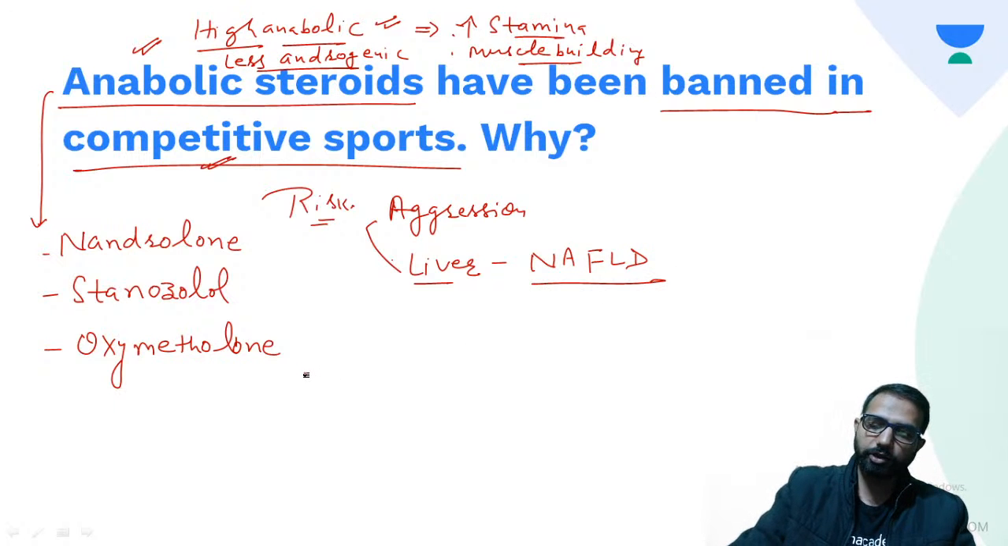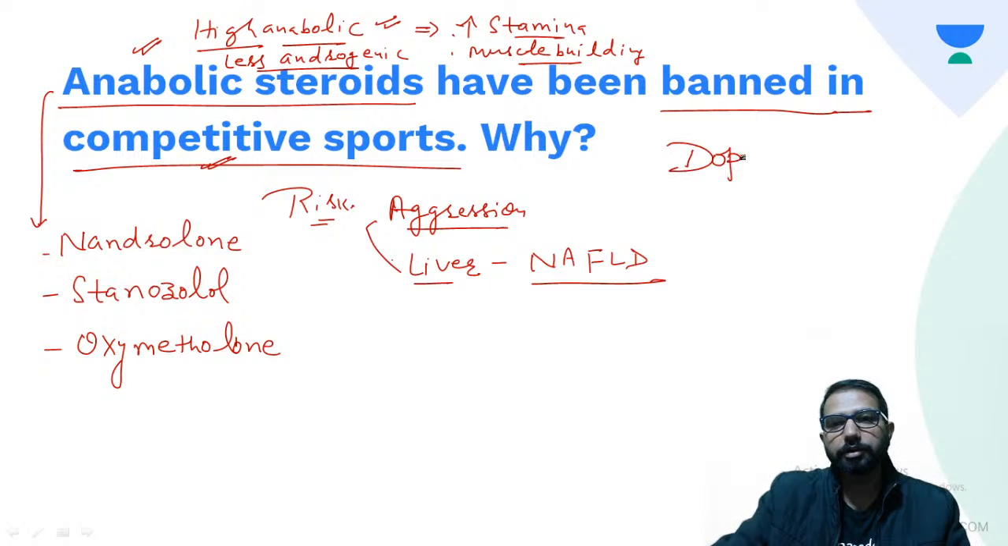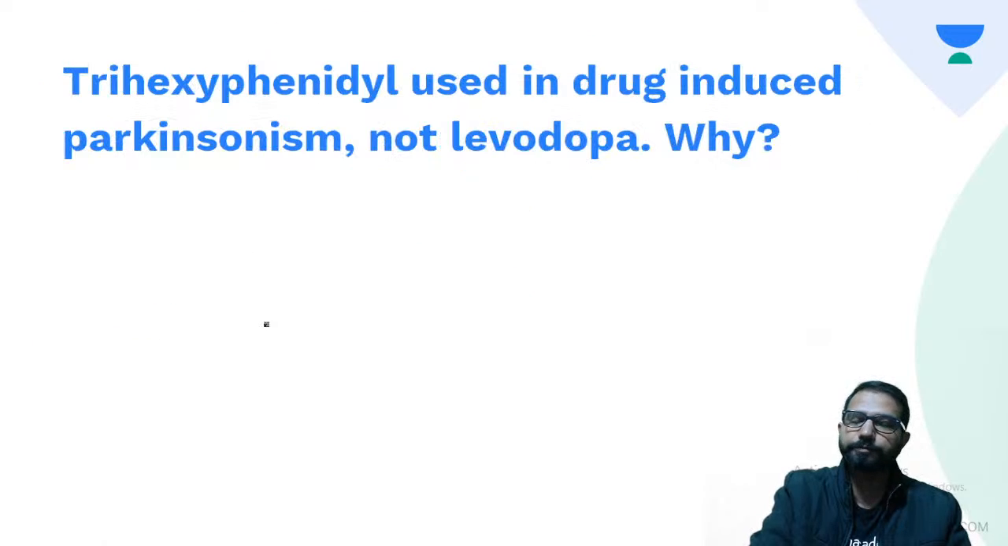Non-alcoholic fatty liver disease. Right? So mostly what happens, these sportsmen are misusing these drugs. They take more than the recommended dose of these drugs. So that is why they are included in the dope test. They are harmful if not used in the recommended dose. So many athletes have been debarred because of using these anabolic steroids, especially in a country like Russia. This is very common.